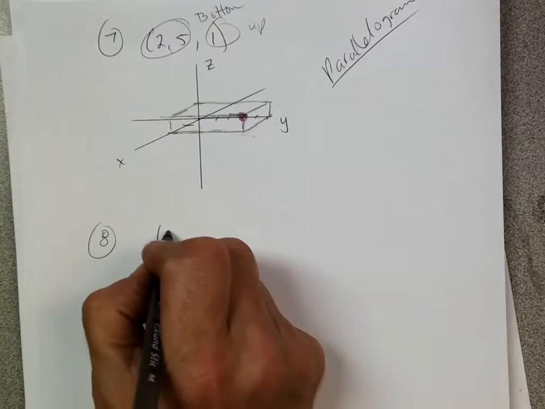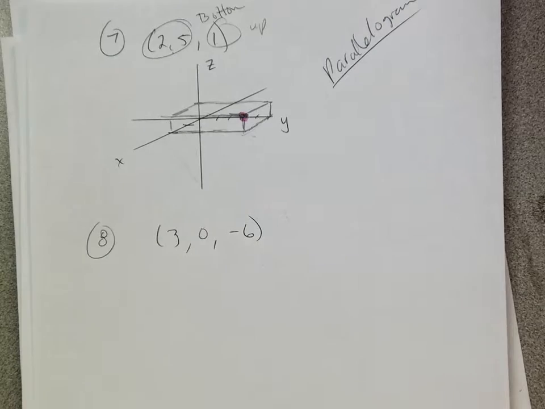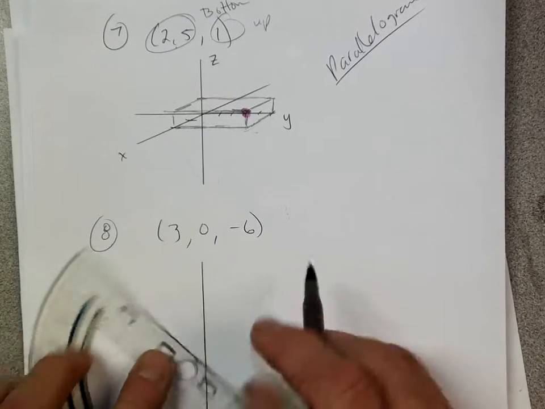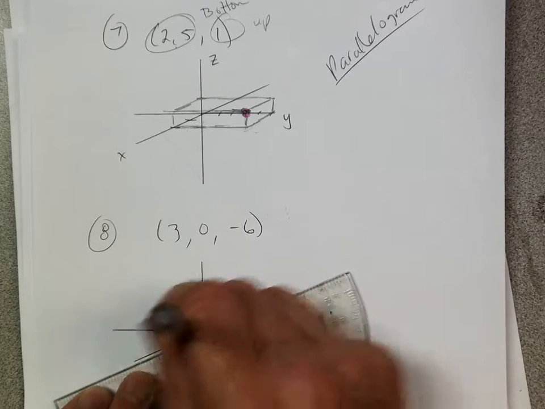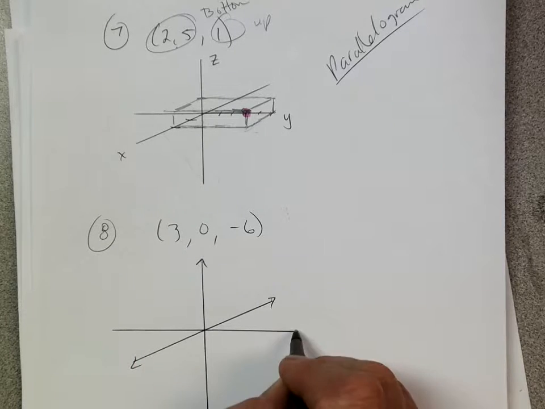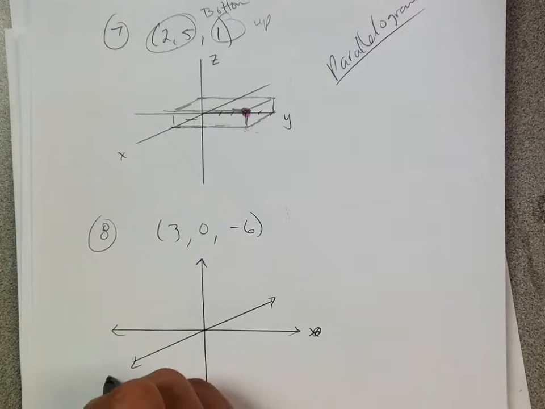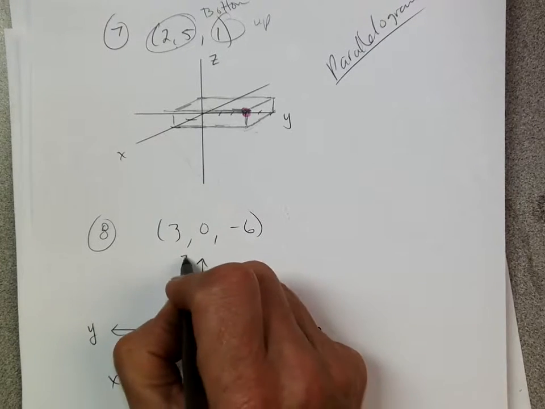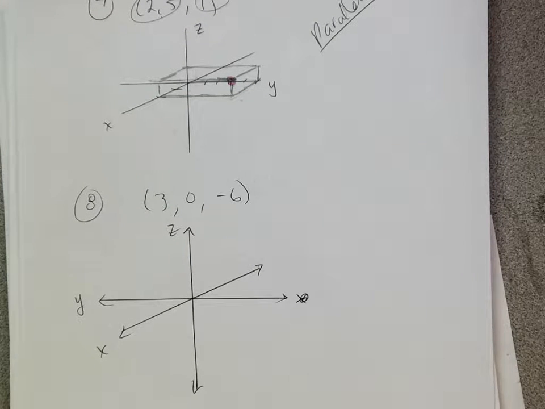This time we've got a 3, a 0, and a -6, okay? So, same thing. With the 0, it makes it a lot easier because there's no depth to your box. This is your x-axis. Oops, I'm sorry, that's your x-axis, that's my y-axis, and that's my z-axis. So this isn't going to be a box because of the 0. It's going to have no depth, okay? So it'll be just like a rectangle.